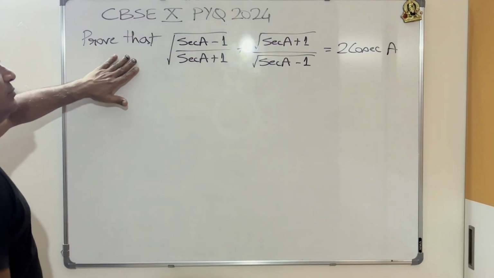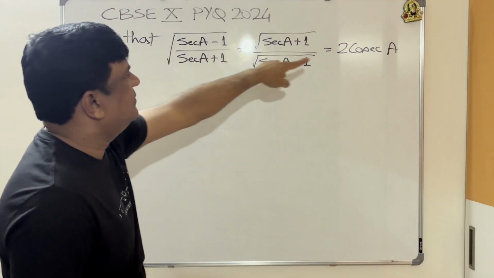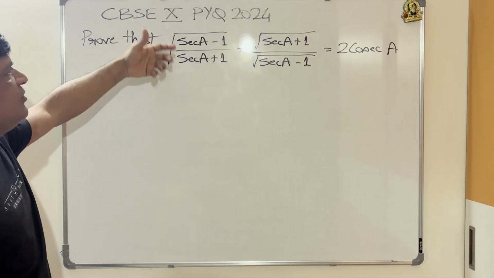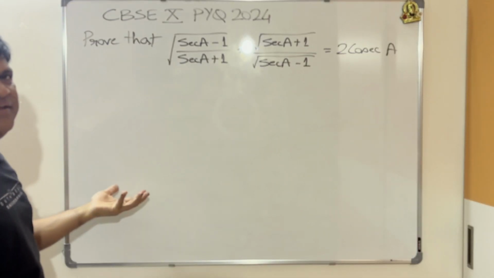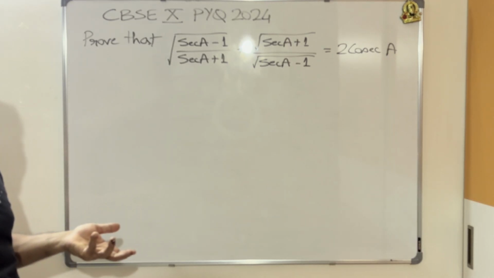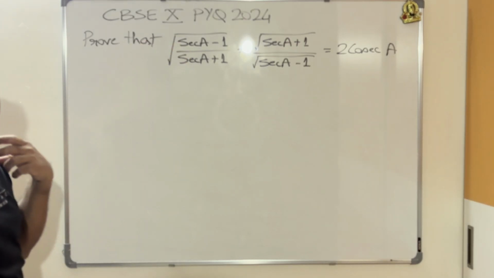So one more problem, right? If you look at it, they are asking you to prove that this is equal to that one, this plus this equal to that one. The moment when you see these kind of problems, again the identity should come into your mind. What is the identity we have between sec and 1?